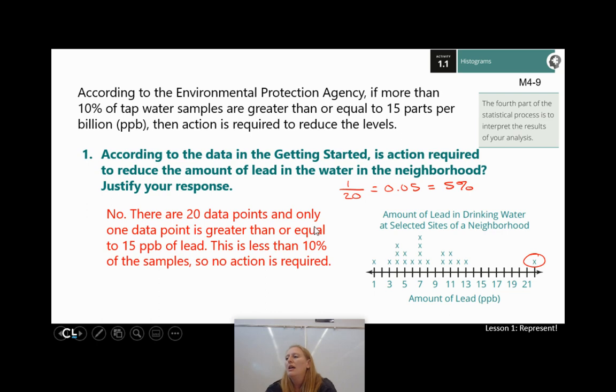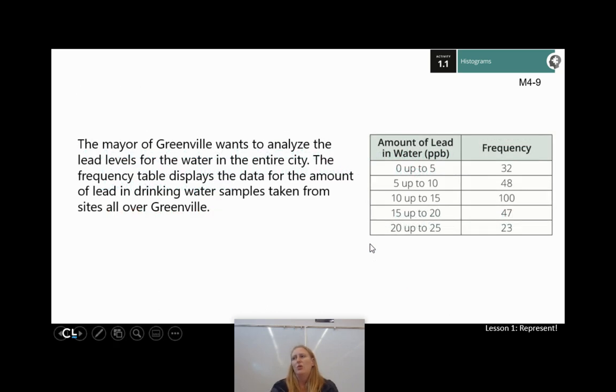Now, the mayor of Greenville wants to analyze the levels of water for the entire city. He wants to analyze the lead levels for water for everybody. The frequency table, here I have a lovely frequency table, displays the data for the amount of lead in drinking water samples taken from sites all over Greenville. So 32 of the samples were between 0 and 5 parts per billion, 48 were between 5 and 10, 100 were between 10 and 15, 47 of those samples were between 15 and 20, and 23 of those samples were between 20 and 25.